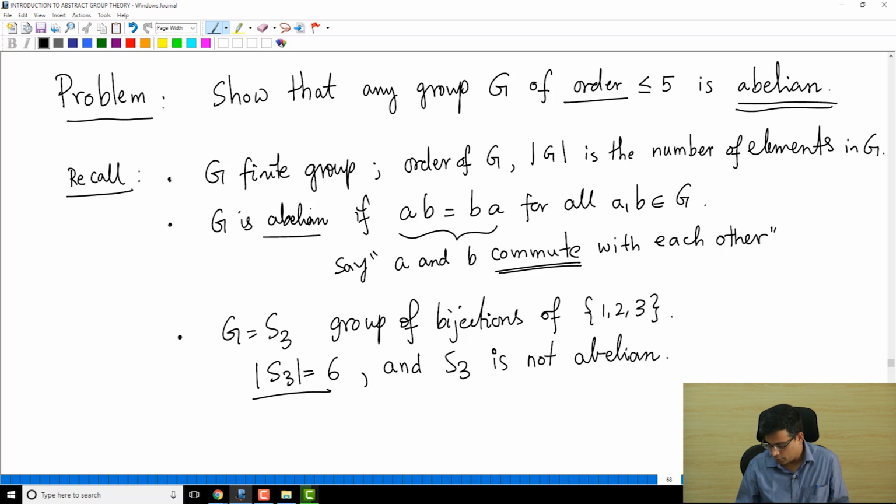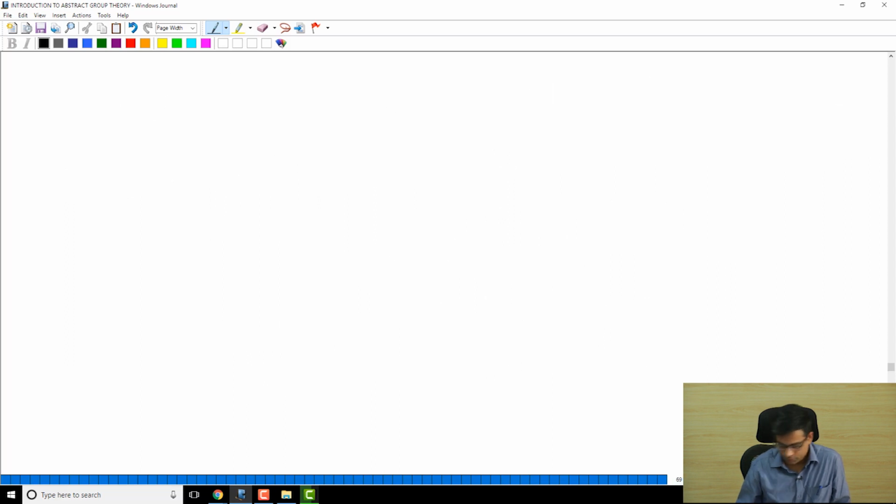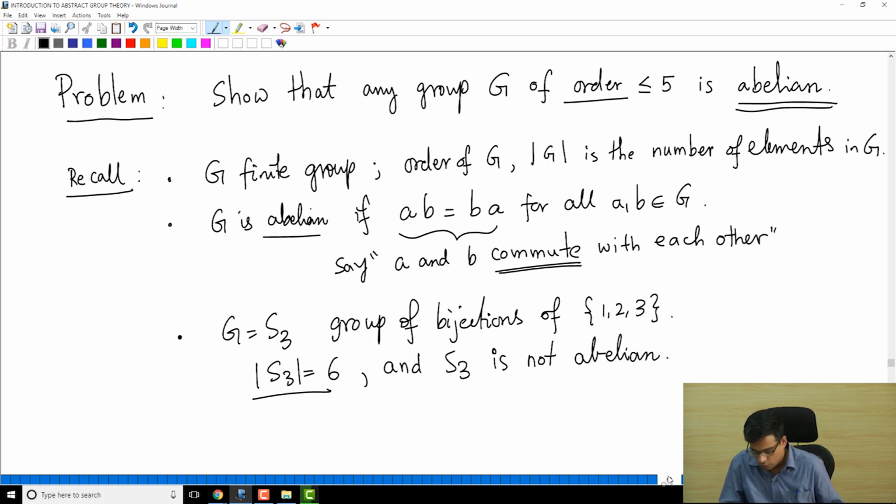So, now let us go ahead and solve the problem. The basic idea of the solution is the following. We are going to show essentially that if a group has 5 elements or less, there are just not enough elements for a pair to not commute with each other. Remember that if a group is not abelian, it must be the case that there exist 2 elements that do not commute with each other.